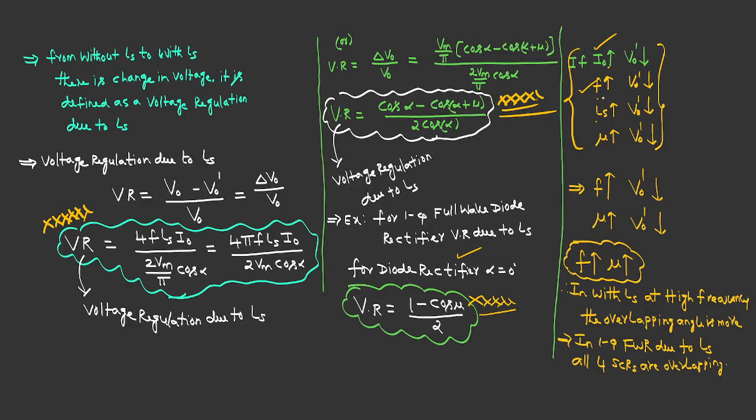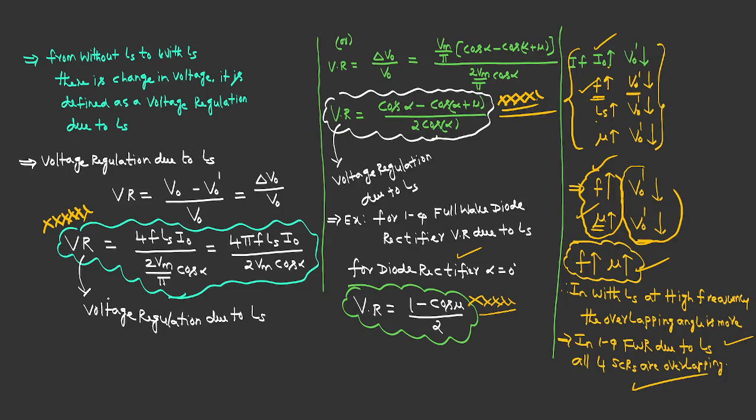From this, what is the observation? Frequency increases, average voltage reduces. Mu increases, average voltage reduces. The right hand sides are equal, then we can equate the left hand sides. Then what is this observation? If the frequency increases, the overlap angle increases. That is, with source inductance, if you operate the circuit at high frequency, there is more overlap angle. With Ls, at high frequency, the overlap angle is more. In a single phase full wave rectifier, due to Ls, all 4 SCRs are overlapped. That you have seen. How many thyristors are overlapped? 4 thyristors are overlapped, friends.